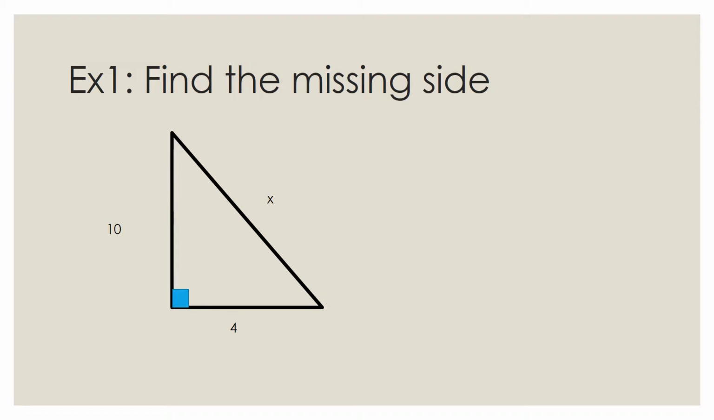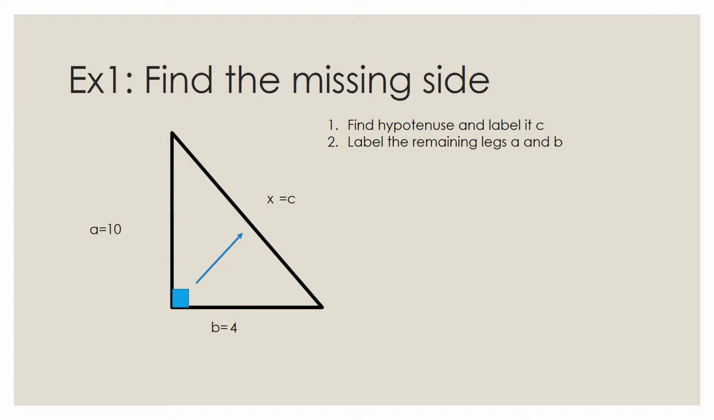Once we're okay with labeling these triangles and labeling our hypotenuse and our legs, we can then start to find actual missing sides of the triangles using the Pythagorean theorem. The first thing we want to do is always label the triangle. We label the hypotenuse first, and it's always across from the right angle. So in this triangle, x is going to be our hypotenuse and what we're looking for. Then we can label the remaining legs A and B. Here, I could label the 4 as A and the 10 as B, as long as we know for sure that those are not the hypotenuse.